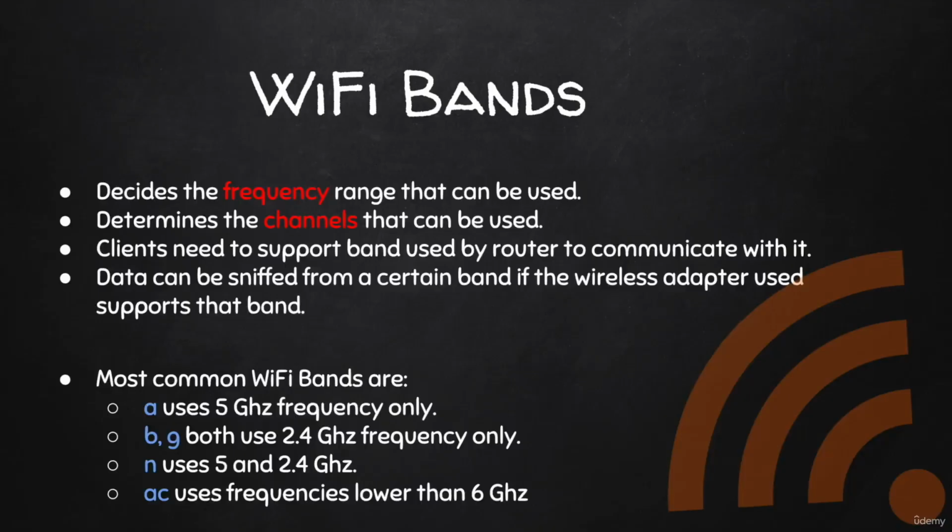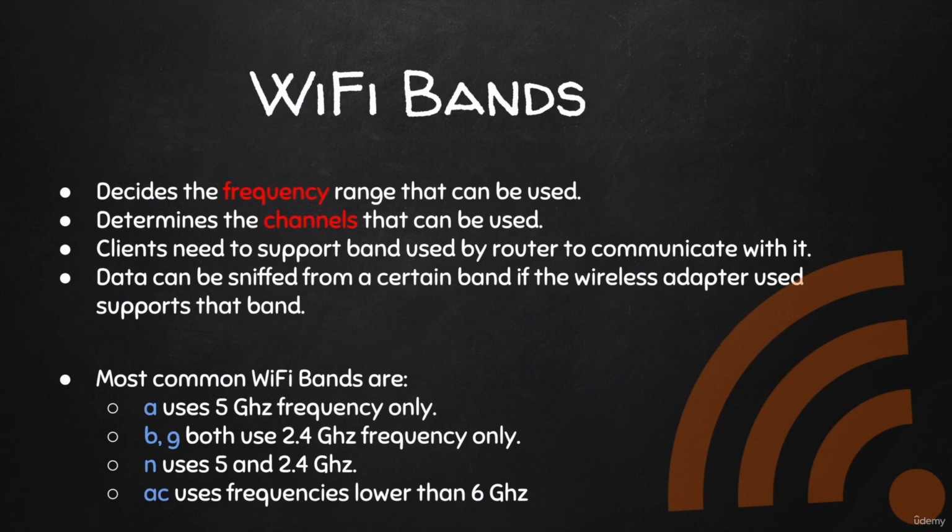In this lecture, I'd like to talk about Wi-Fi bands. The band of a network defines what frequency it can use to broadcast the signal. This means it also defines the frequency that the clients, or the computers, need to be able to support and use in order to connect to this network. The two main frequencies used in Wi-Fi networks are 2.4 and 5 GHz.